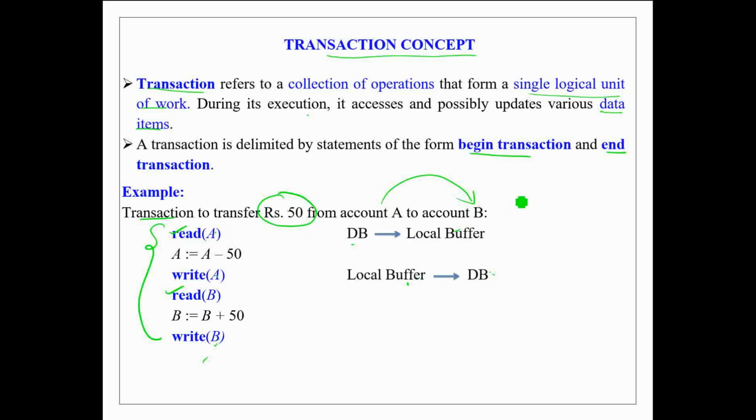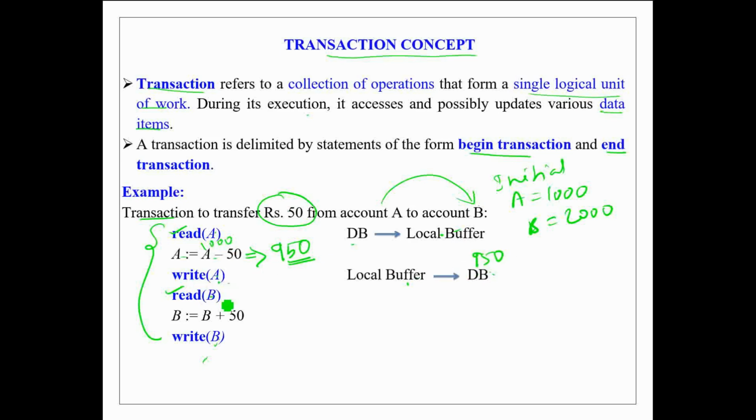In this example, assume that the initial values of A and B accounts are 1000 rupees and 2000 rupees respectively. When this read operation is executed, the initial value of A, that is 1000, is transferred from database to a local buffer, and when this instruction A equal to A minus 50 is executed, the value of A is deducted by 50. So now it becomes 950. So this value is right now stored in local buffer, and when this write operation is executed, the updated value of A is transferred from the local buffer to the database.